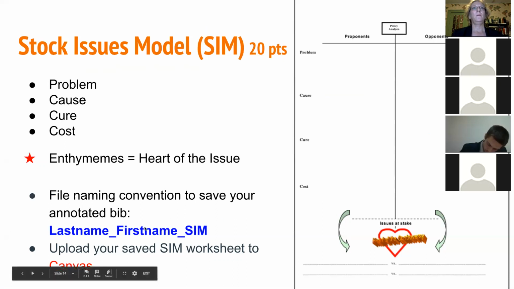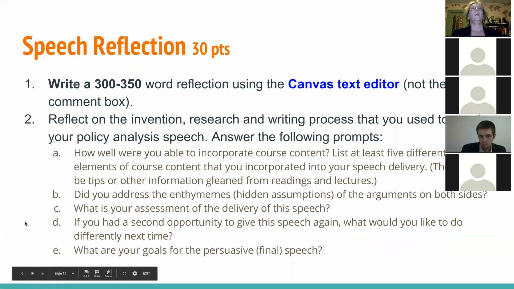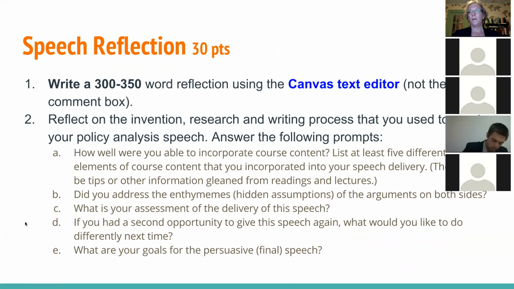Again, here's a file naming convention for you to use, and you're going to upload this again to Canvas. All right, here's the speech reflection. Remember I told you this one was more in depth than the prior reflections. There's not enough space on Launchpad to write all of this in that little comment spot where you have been commenting on your speech, so that's why we're moving it to Canvas.